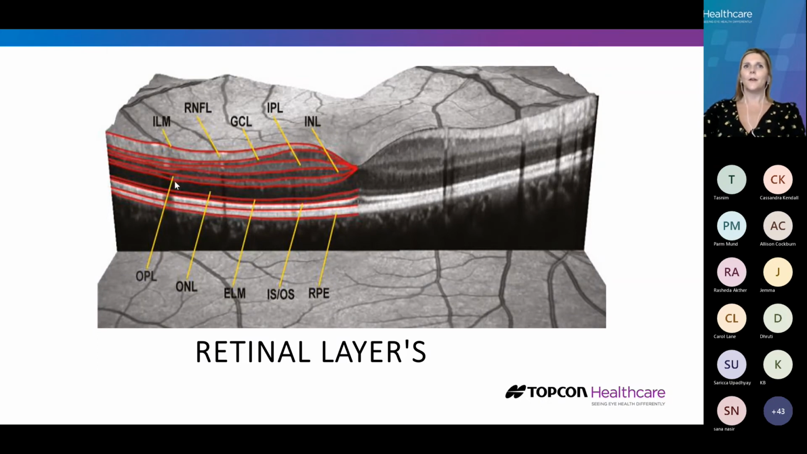We then come down and we have our outer plexiform layer, our outer nuclear layer, the external limiting membrane, which is very thin, but still highly reflective. Okay, and that sits above our photoreceptors. So we've got our inner segment and our outer segment of photoreceptors, the RPE and Bruch's. So when we're looking at this structure, we can start to visualize and learn those layers.